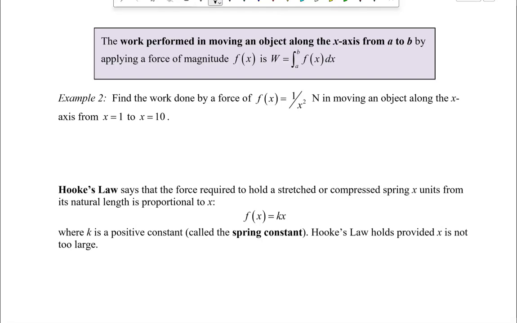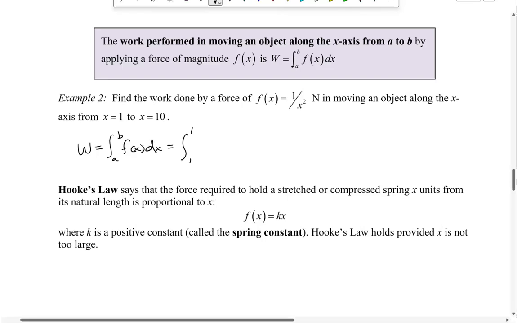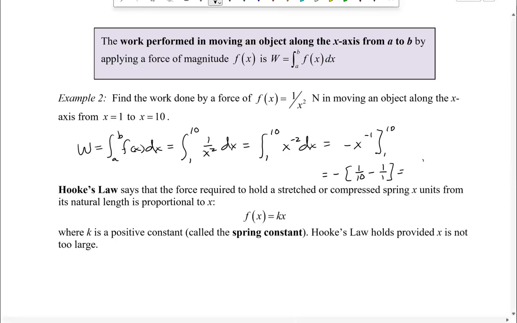So if we look at example 2, find the work done by the force of f of x equals 1 over x squared newtons in moving the object along the x-axis from x equals 1 to x equals 10. We're going to get the work by simply integrating from A to B f of x dx, which in this case is going to go from 1 to 10. We're going to have 1 over x squared dx. Again, pretty straightforward Calc 1 integral. And we end up with 9/10 joules.